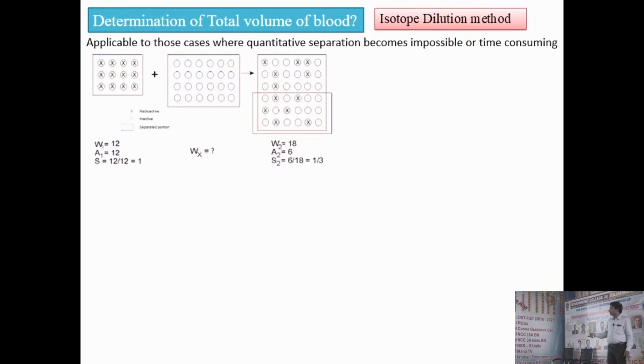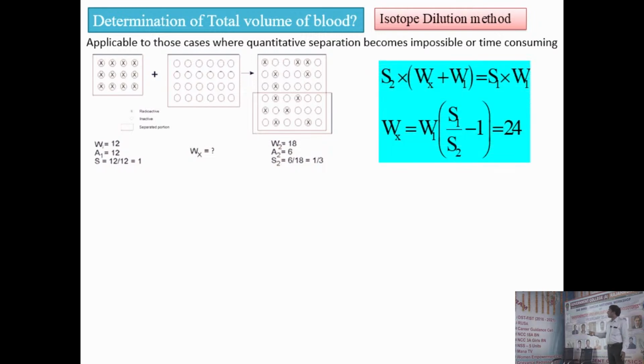Now this is your sample where you are doing the measurement. There is no activity in it. You have to measure how many are there, like the total volume of your blood. Now you inject a radiotracer into your blood system, and after a certain time of equilibrium, you take a small fraction from your blood sample again and see the specific activity in it. Using the isotope dilution principle, we calculate the values: specific activity times final volume equals specific activity times volume in the initial case. By solving this equation, I can determine the volume Wx, or in our case the total volume of your blood.